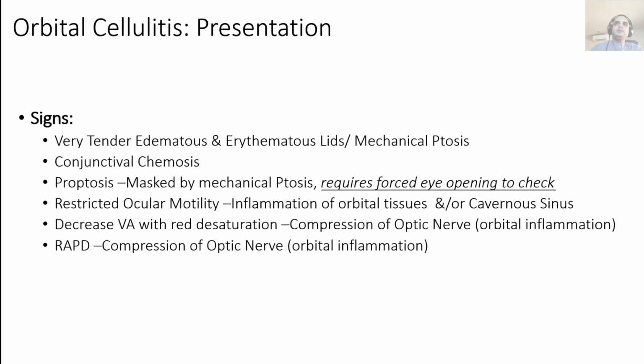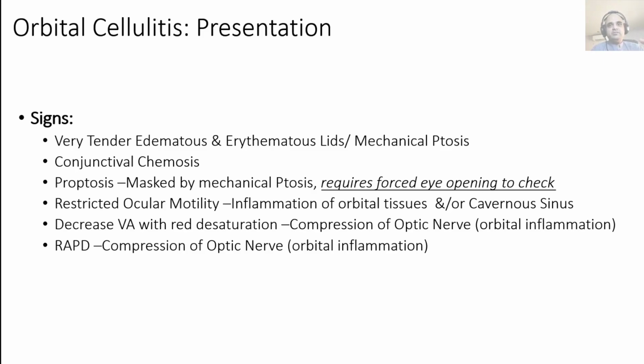So what are the signs? Well, you have very tender, edematous and erythematous, red and swollen lids together with mechanical ptosis. This time the mechanical ptosis is almost always present. You will have conjunctival chemosis that is similar to what we saw when we were talking about pre-septal cellulitis. The distinguishing features are proptosis, and that is basically your eyeball is pushed forward because of all the inflammatory material or exudation in the orbit.